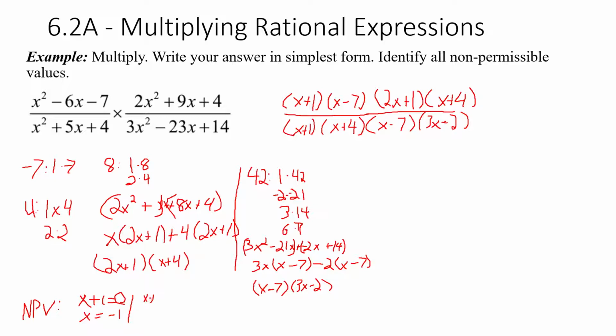Do the same with x plus 4 is equal to 0. Solve for x by subtracting 4 from both sides, and negative 4 doesn't work. That would make this term equal to 0. Do the next one, x minus 7 equals 0. Add 7 to both sides to solve for x. 7 doesn't work. And then the last one, 3x minus 2 is equal to 0.